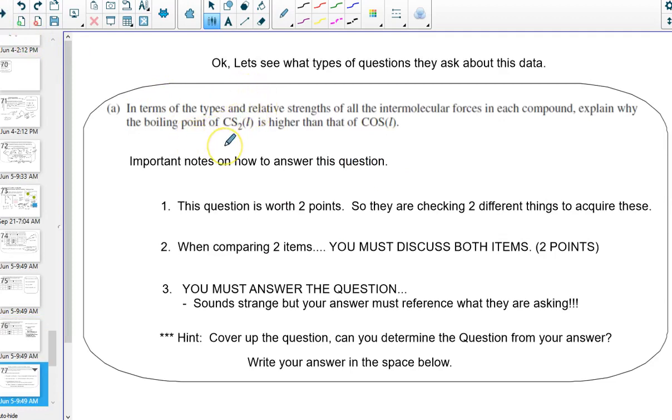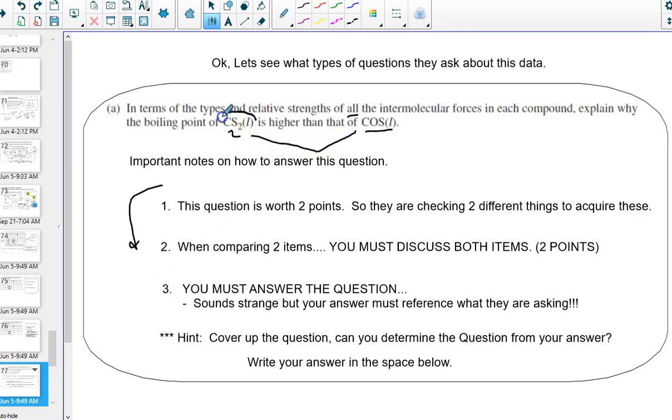Okay, so here's the question that they actually asked. In terms of relative strengths of all intermolecular forces in each compound, explain why the boiling point of CS2 is higher than COS. And I kind of talked about this already. Here's a written version of this. Now here's one thing you want to really be careful of. They're actually asking you to compare both items.